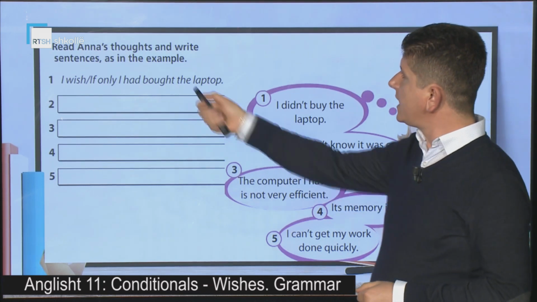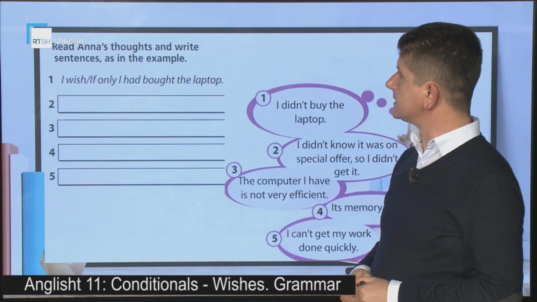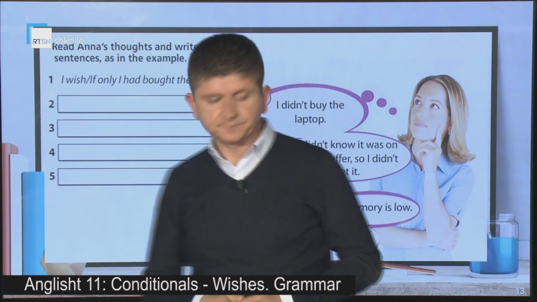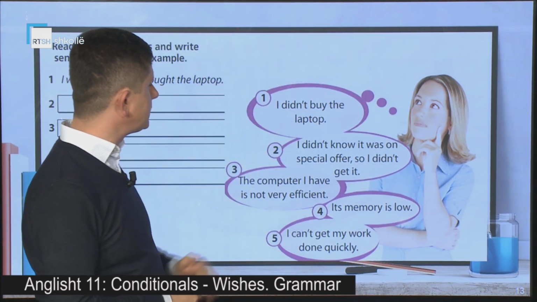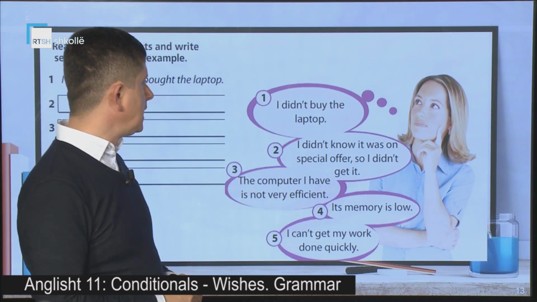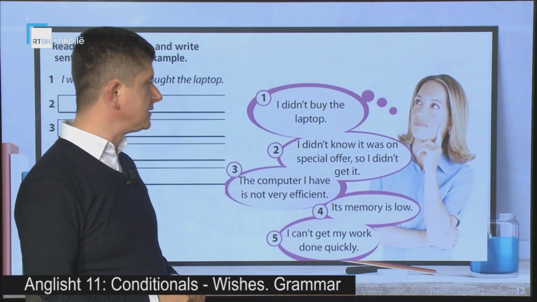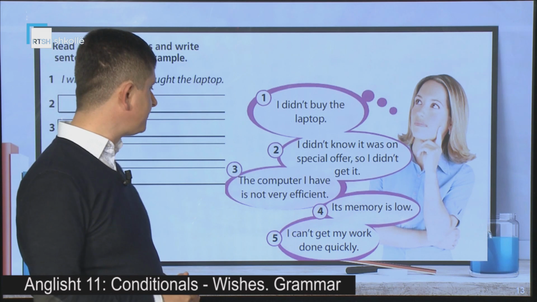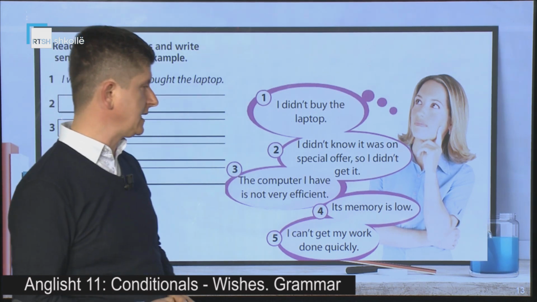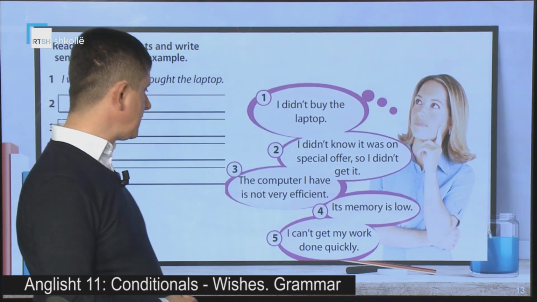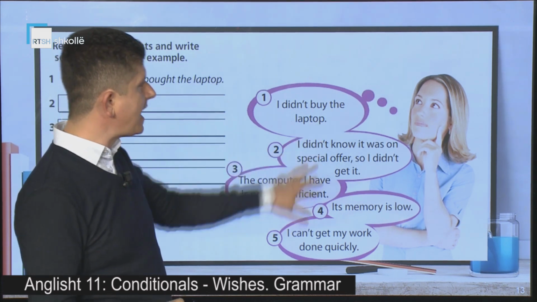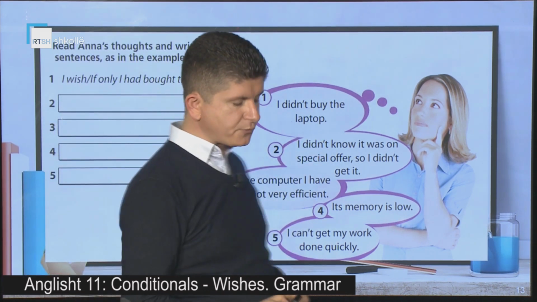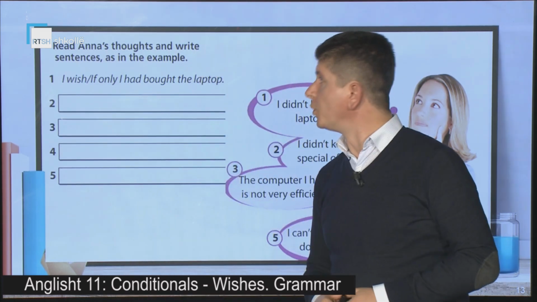Okay, read Anna's thoughts and write sentences as in the example. Okay, here we have Anna's thoughts. "I didn't buy the laptop. I didn't know it was on special offer, so I didn't get it. The computer I have is not very efficient. Its memory is low. I can't get my work done quickly." So these are Anna's thoughts. Now let's express her wishes or regrets.